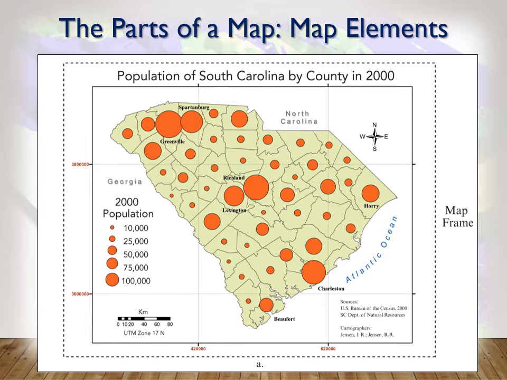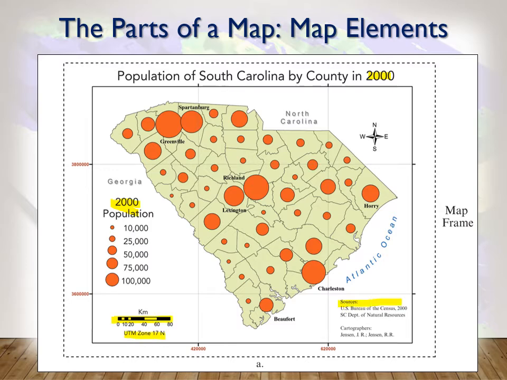So what this map has, and we're going to get into each of these map elements, we have maximized the area that we are mapping. And this is a map of South Carolina, population by county based on the year 2000. So going back to chapter 4, we're using a graduated symbol showing different populations. Your legend is right here. You have a scale bar. It's not too big, but you can still read it.